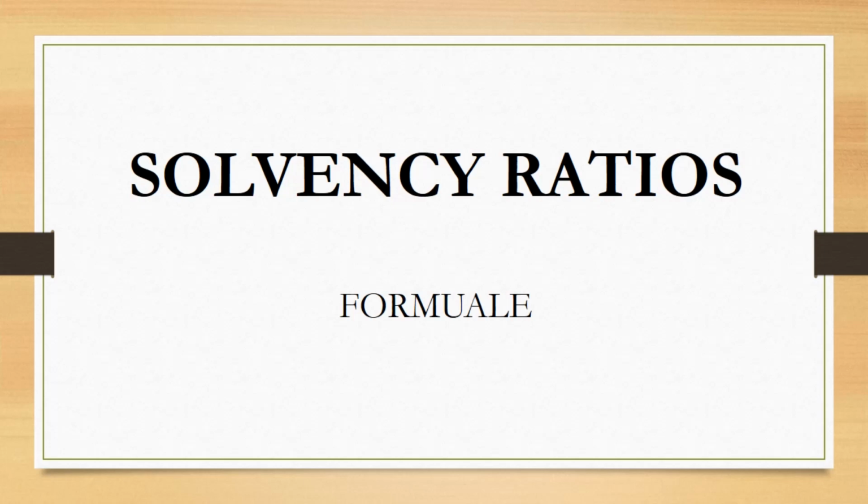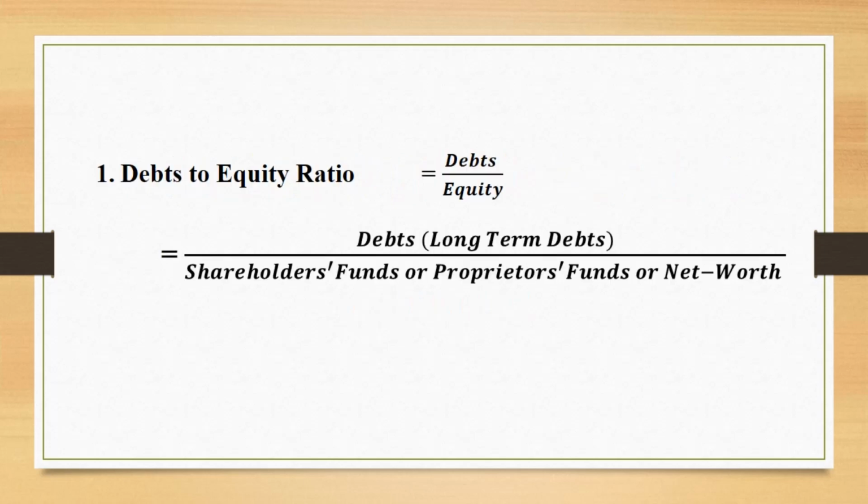We have 4 such solvency ratios to be calculated. Number 1. Debt to equity ratio. Number 2. Total assets to debt ratio. Number 3. Proprietary ratio. And number 4. Interest coverage ratio. Now let us go through the formulas one by one. The first one, debt to equity ratio.